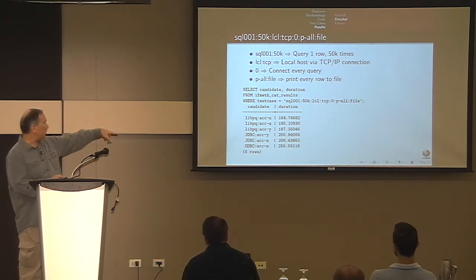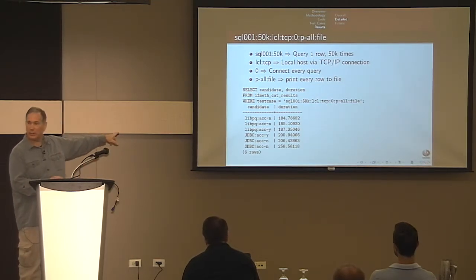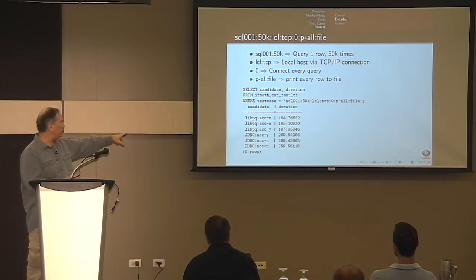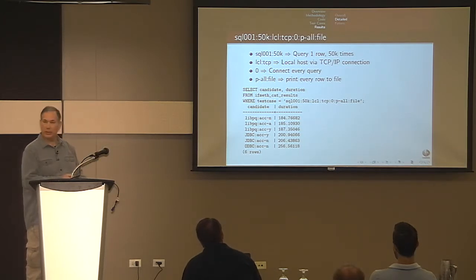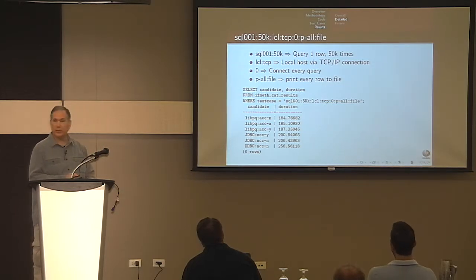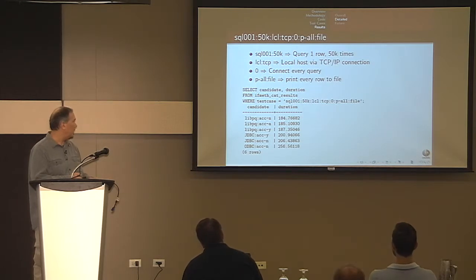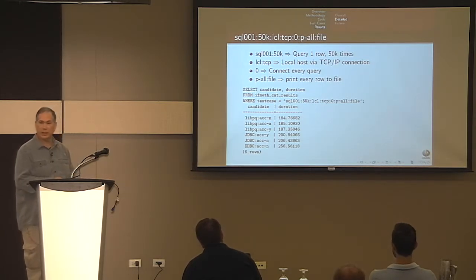Now here's the first time where, since we're using TCP, we've got JDBC in here. And JDBC copy interface is a little bit slower than libpq, but not terribly so. It's right at 200 seconds. And the standard JDBC interface comes in at 206 seconds. ODBC is, again, far behind at 256 seconds for this case.